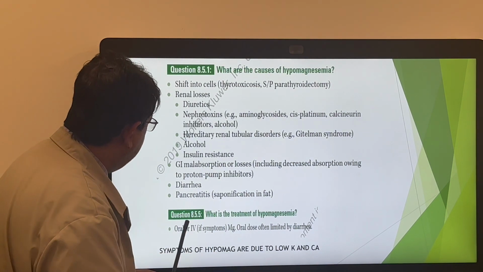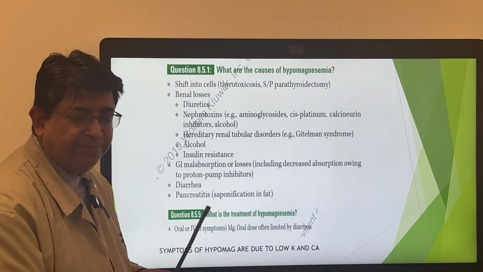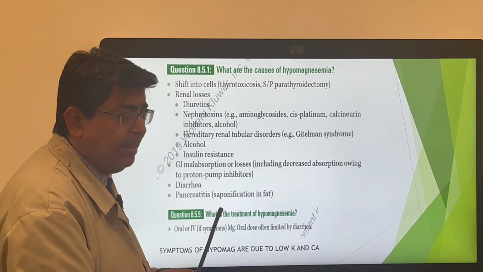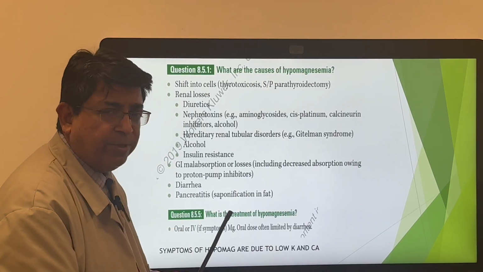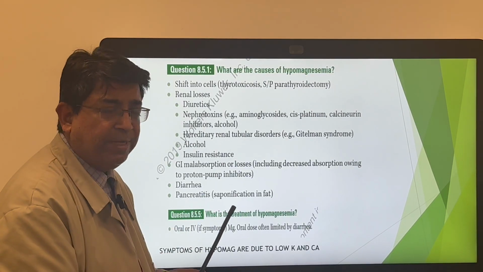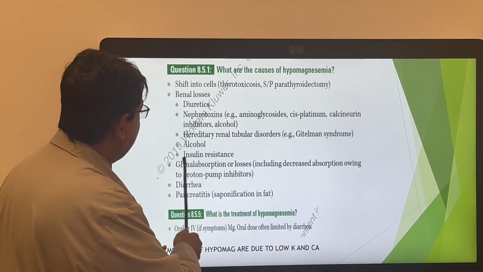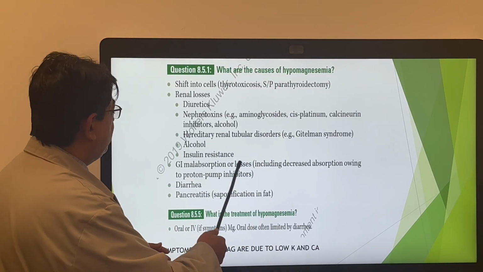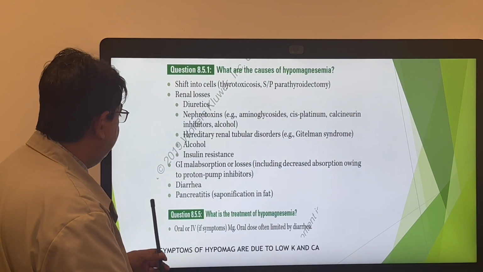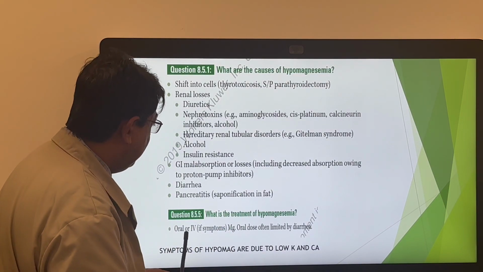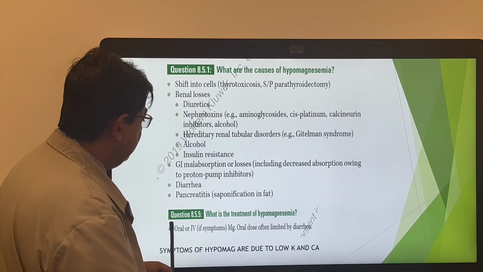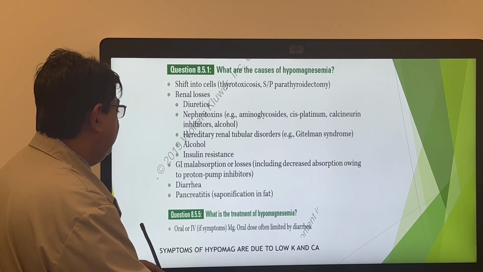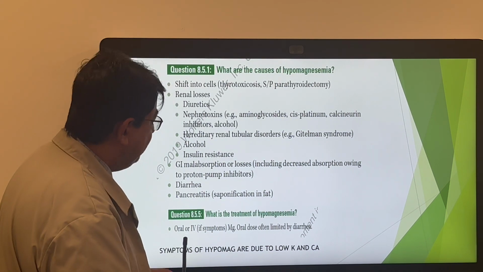Insulin resistance and diabetes itself are actually known for magnesium wasting. So sometimes you'll see magnesium wasting and you'll think it's a renal tubular disorder, but it's actually secondary to diabetes. GI malabsorption, including decreased absorption owing to proton pump inhibitors. Then, of course, diarrhea and pancreatitis. And treatment of hypomagnesemia is oral or IV magnesium.